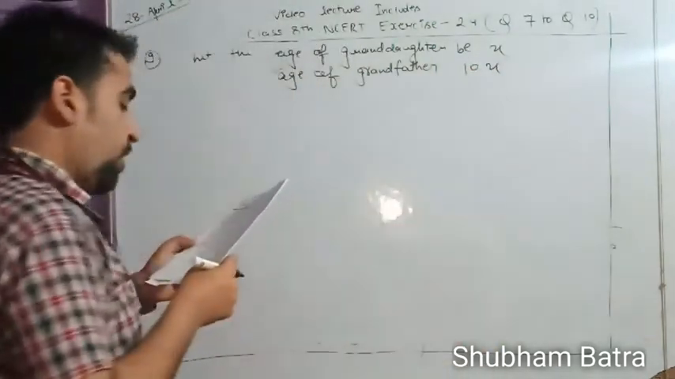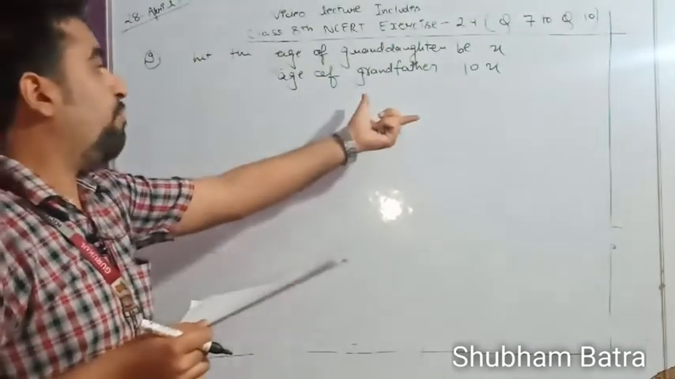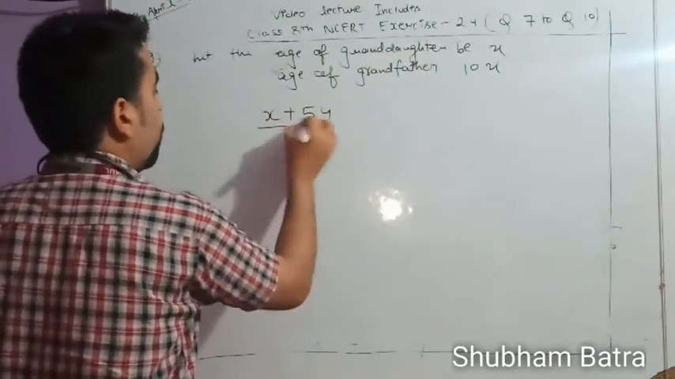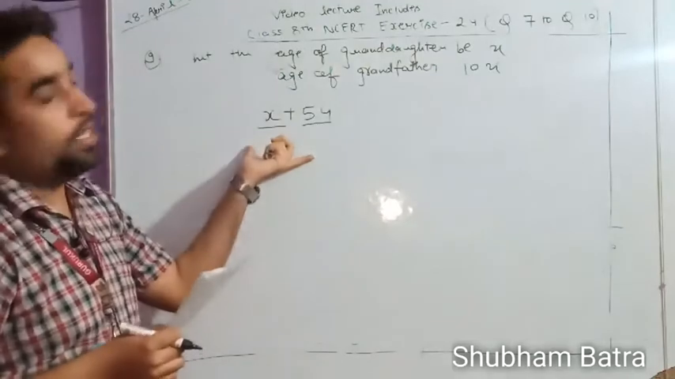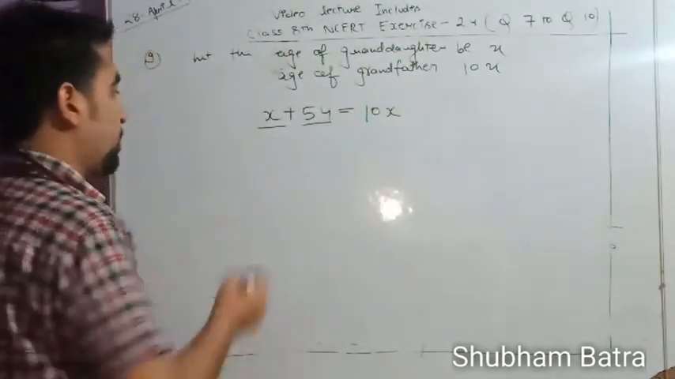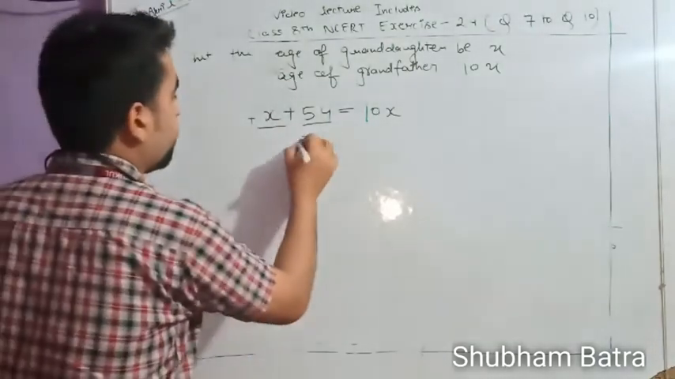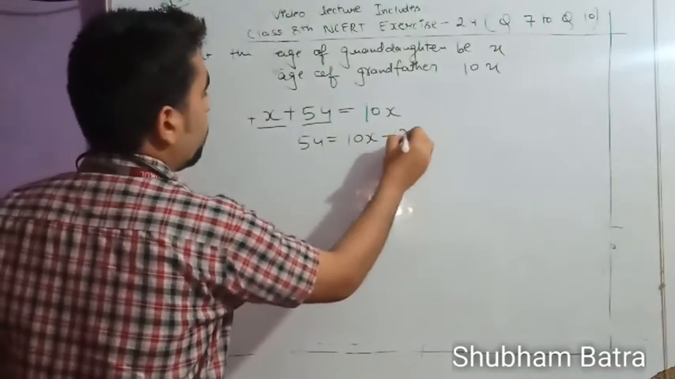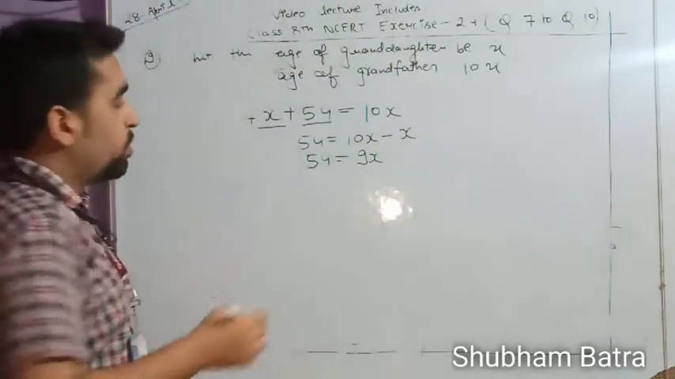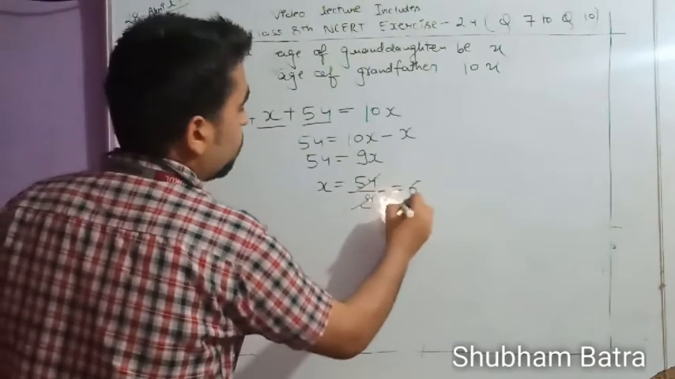10x. He is also 54 years elder than her. So if we add 54 to the age of the granddaughter, it will be equal to the age of the grandfather, that is 10x. Now plus x shifted to the other side becomes minus x. So 54 is equal to 10x minus x, which is 9x. So x will be 54 divided by 9. Solve this, you will get 6.